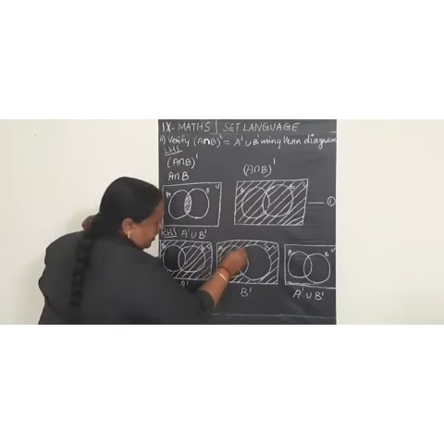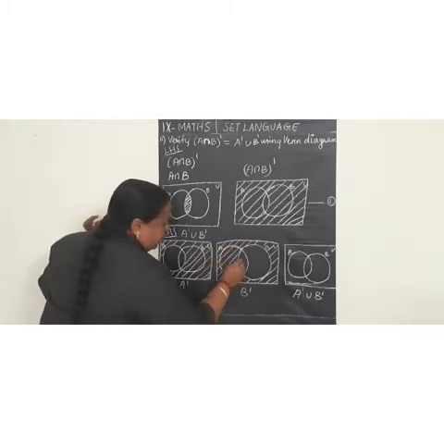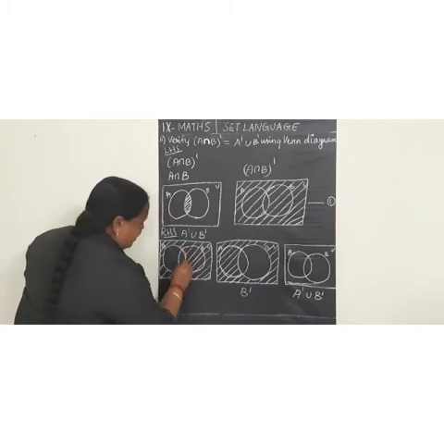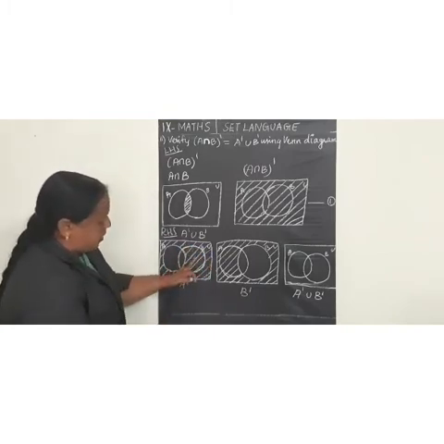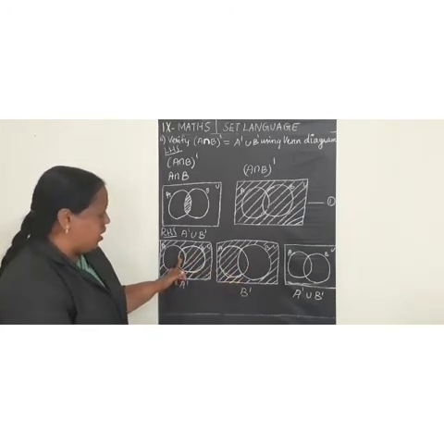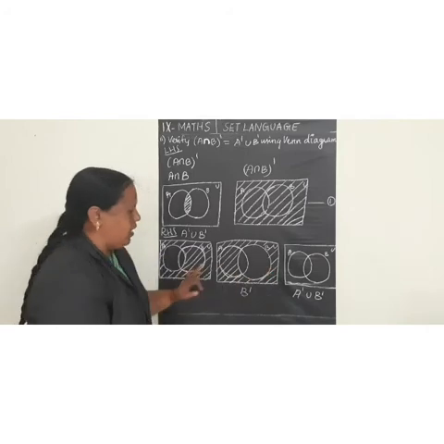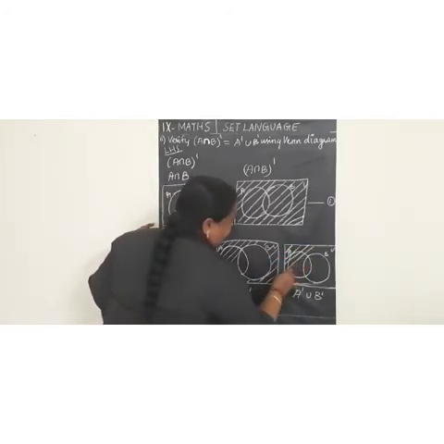In A dash, the part of set B is shaded, and in B dash, the part of set A is shaded. So the intersection part alone is not shaded in both the sets. So we have to leave that one, and the remaining parts are all shaded. So we shade the remaining parts of sets A and B.